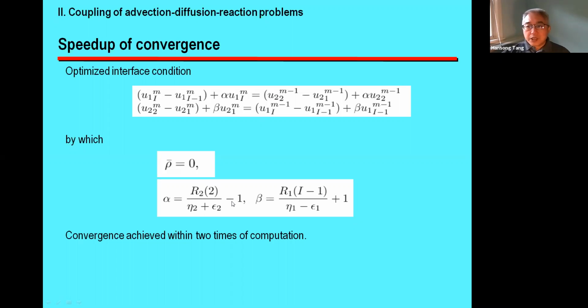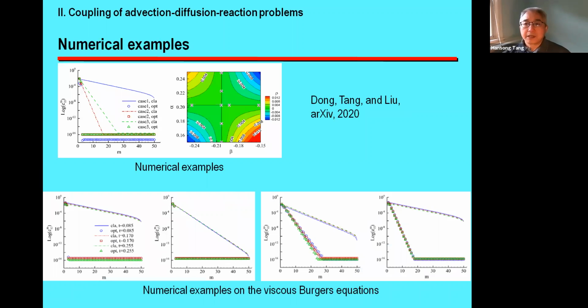We prove the contraction rate will be 0, which is the best you can hope for, meaning convergence will be reached by 1 or 2 iterations only. So this is the main result we obtain on this part. Let's see how this optimized interface condition works. Here are 3 examples of computation by traditional methods. You can see they converge, the residual becomes lower and lower with regard to the iteration number.